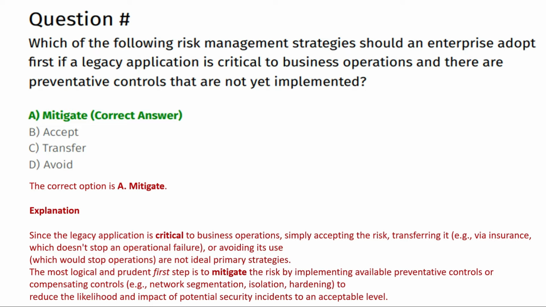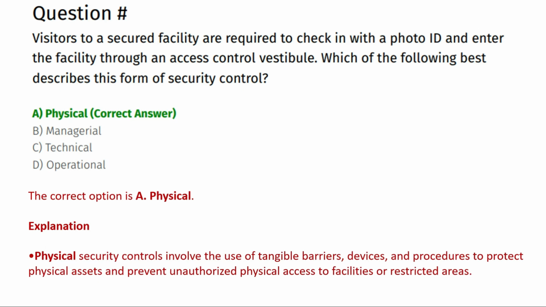Since the legacy application is critical to business operations, simply accepting the risk, transferring it, for example via insurance, which doesn't stop an operational failure, or avoiding its use, which would stop operations, are not ideal primary strategies. The most logical and prudent first step is to mitigate the risk by implementing available preventive controls or compensating controls, for example network segmentation, isolation, hardening, to reduce the likelihood and impact of potential security incidents to an acceptable level. So that's why the correct answer for this question is option A, mitigate. So let's move to the next question.